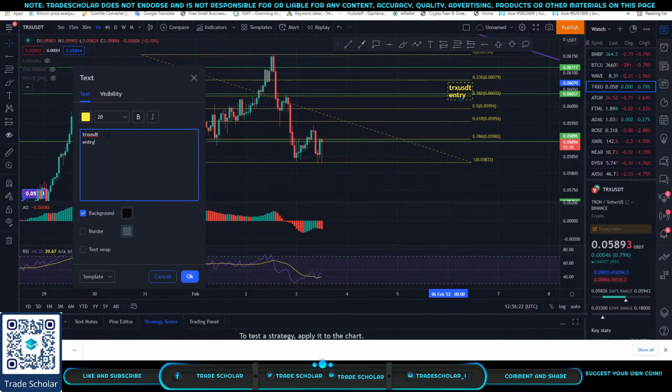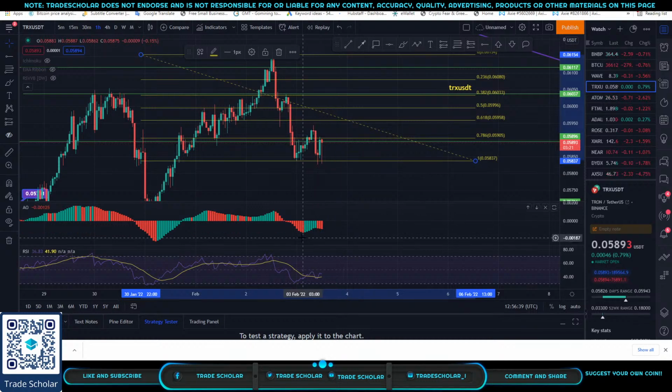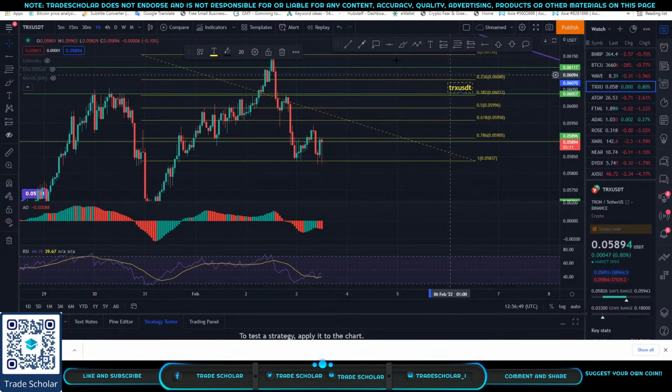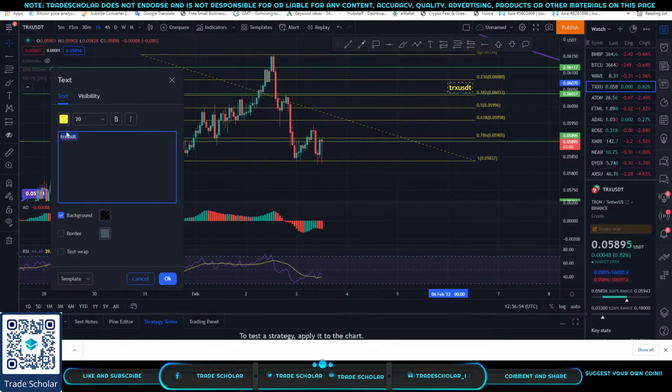TRX entry will be, okay, I'm suggesting that we have, first, let me pull this accurately. We have made a double bottom. It seems there's no volume for TRX, so this can be the bottom. Let's prioritize the long position.